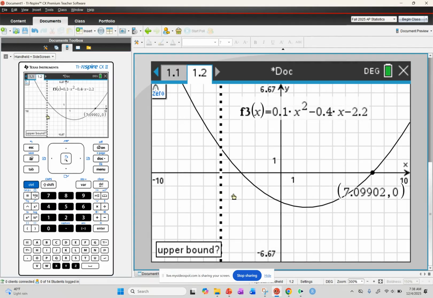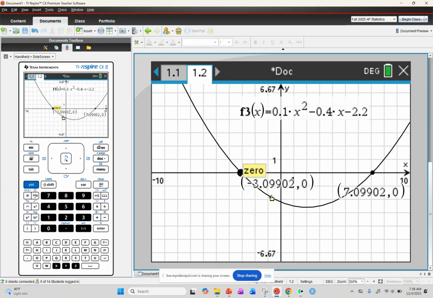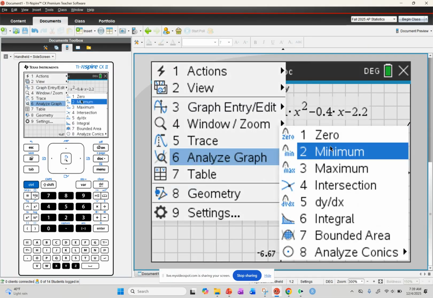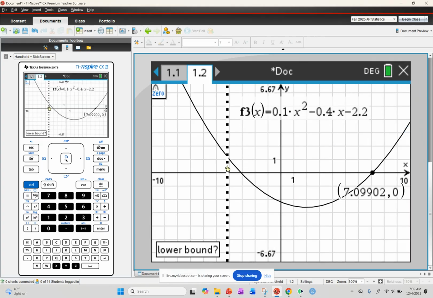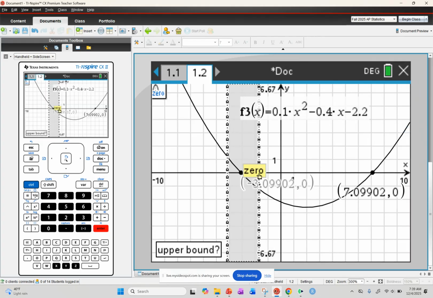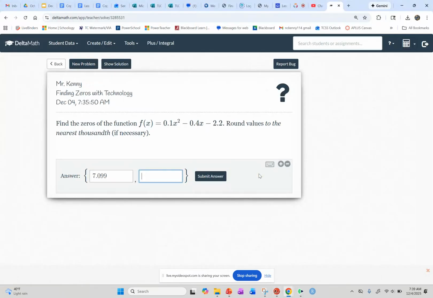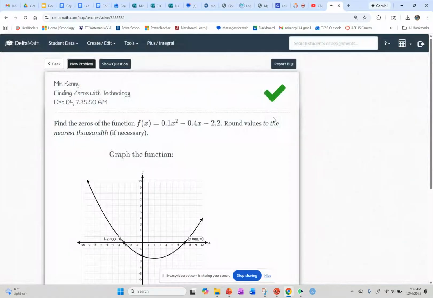And so notice I can only do 1 zero at a time. And so I go to the left and to the right of each of the x-intercepts, just hitting enter. So let me do that a little bit more slowly. Once I get to the left of the x-intercept, I hit enter, go to the right of the x-intercept that I want, and hit enter. So negative 3.90, 0.99. Notice the order doesn't matter. I hit submit answer, and there it is.